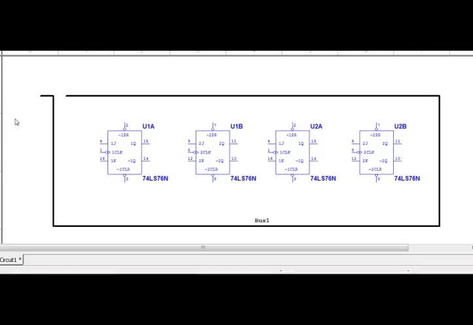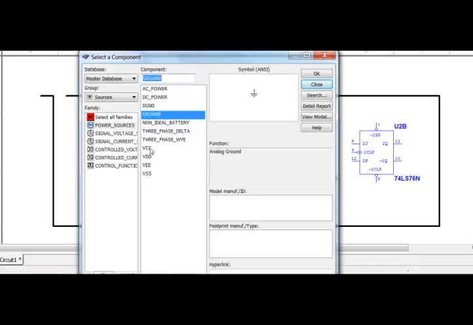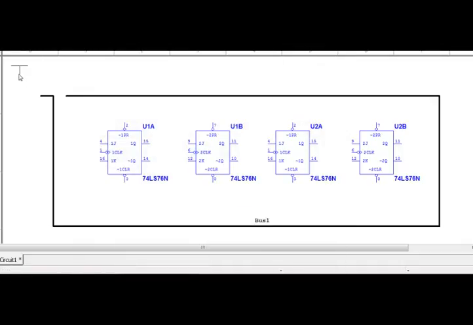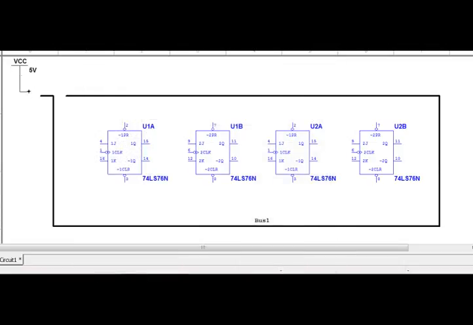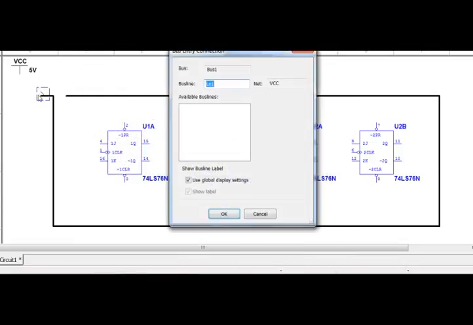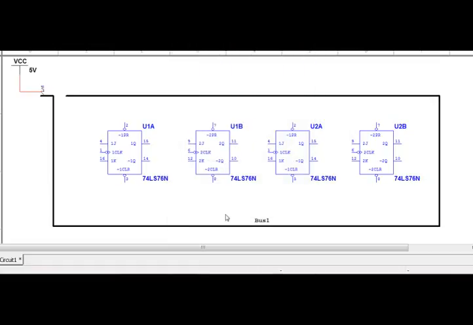I need VCC. So there's VCC. And we're going to run it into the bus. And I'm going to call it line 1. We'll just call it line 1.